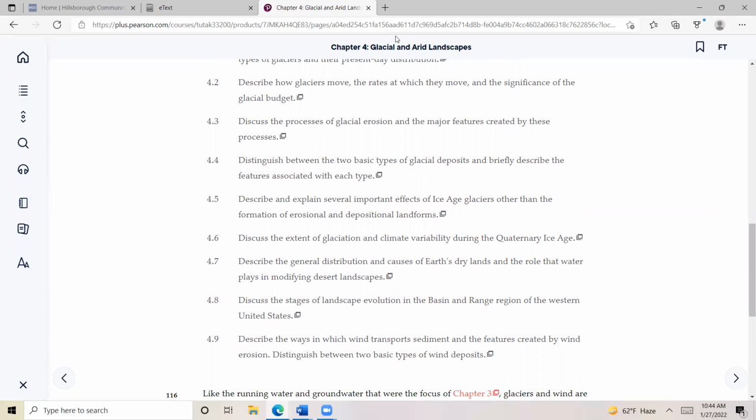So now we are going to talk about the deserts and their features that we can see. We'll discuss the stages of landscape evolution, especially in the western United States. Basin and Range is a very important region in our country. Describe the ways in which wind transports sediments and the features created by wind erosion, and distinguish between two basic types of wind deposits. So, as we moved from weathering, we are going to continue to work on the external processes that create features on the landscape. So, we are still working on the external processes.